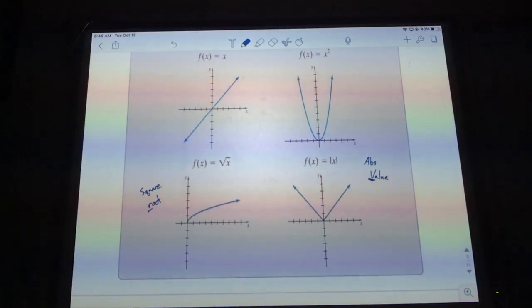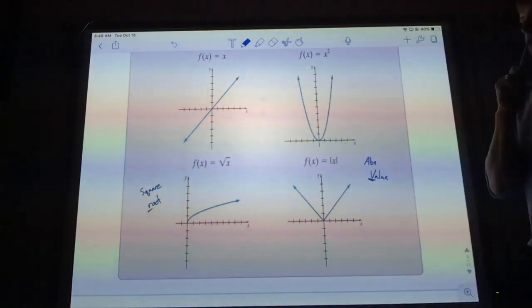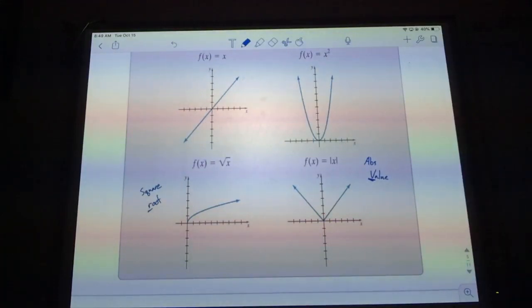Tell me something, even though these are all different, tell me something they have in common with each other. Yeah. They all go above the x-axis, but this one goes below as well. What else? What's another thing that they have in common? Yeah?